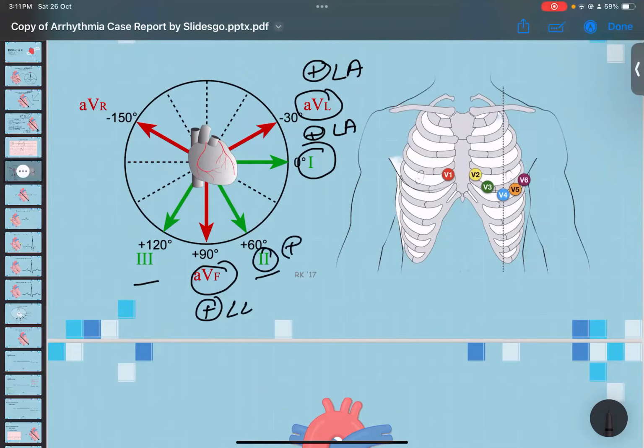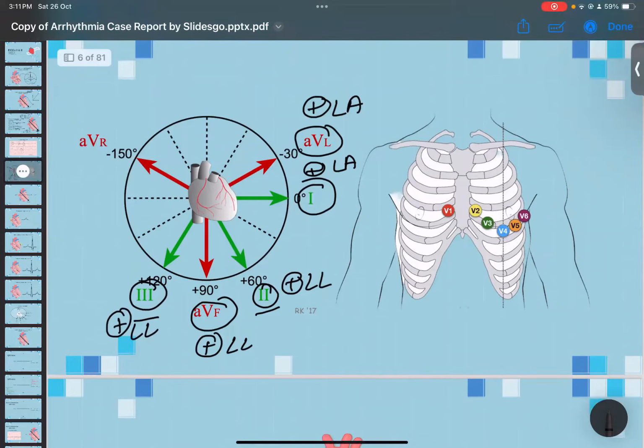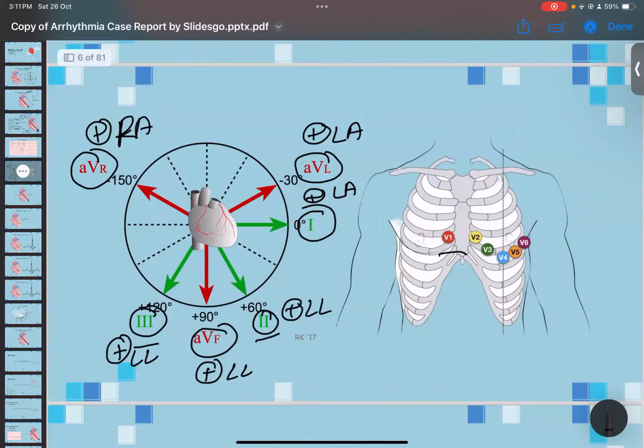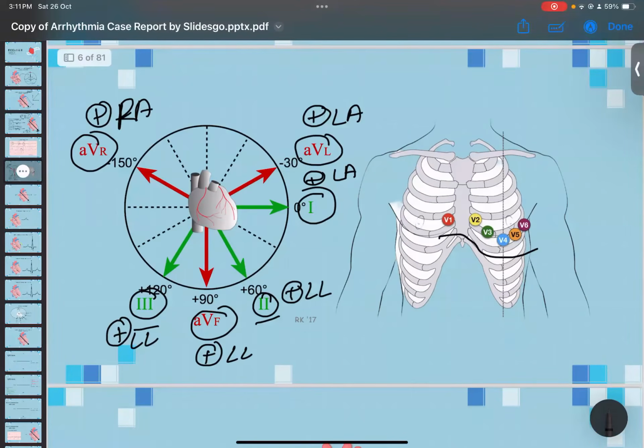For lead 2, your positive electrode is also placed on your left leg, and for lead 3, your positive electrode is placed on your left leg. With AVR, the positive electrode is placed on your right arm, and the precordial leads are placed as follows, okay?